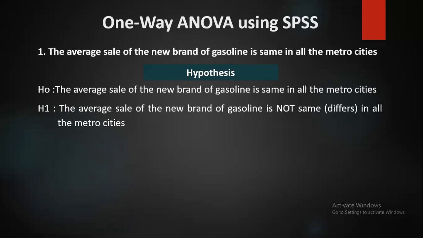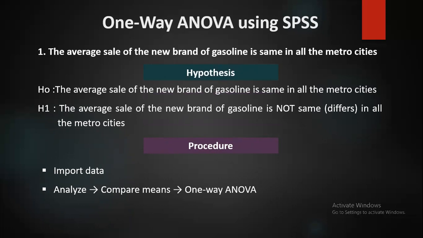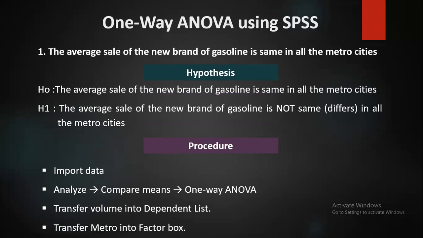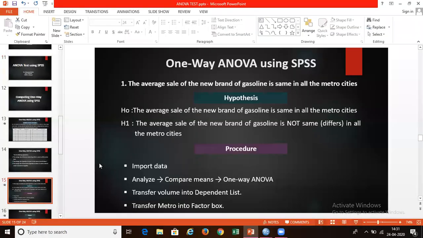Now, what is the procedure to test this in SPSS? Firstly, you need to import the data. Next, you go to Analyze, Compare Means, then One-Way ANOVA. Next, transfer volume to the dependent list, as volume is the dependent variable. And next, transfer metro to the factor box, that is the independent variable box. So let's see how we can do this in SPSS.